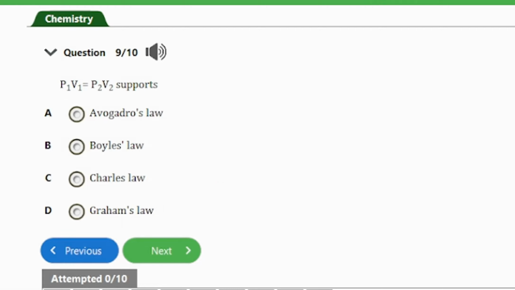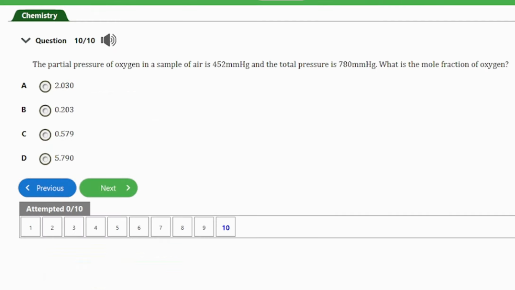Question number 9. P1V1 is equal to P2V2 supports A, Avogadro's law, B, Boyle's law, C, Charles' law, D, Graham's law. So guys, I see this to be more like a bonus, and I believe you already know the answer to this question, and that's Boyle's law. So let's go ahead and consider the next question, and that's the last question for this video.